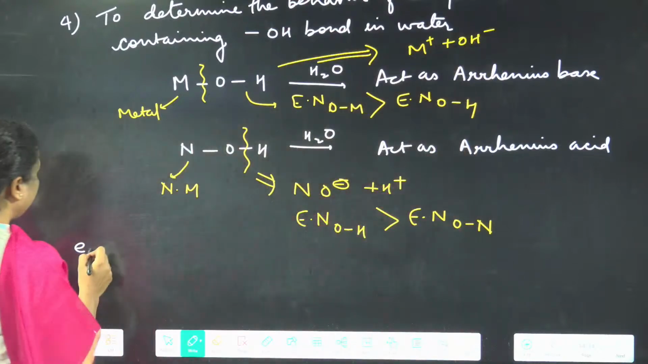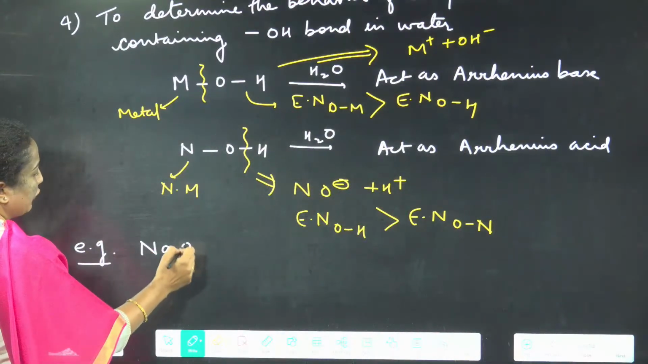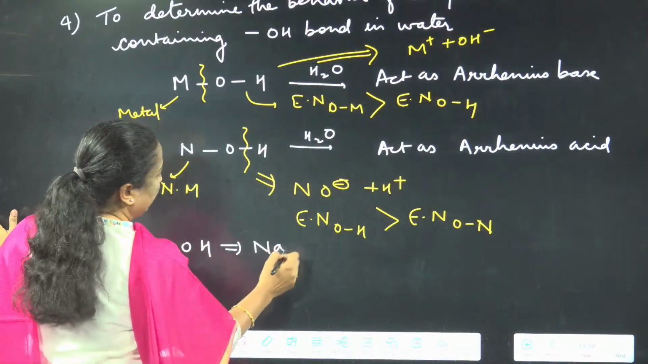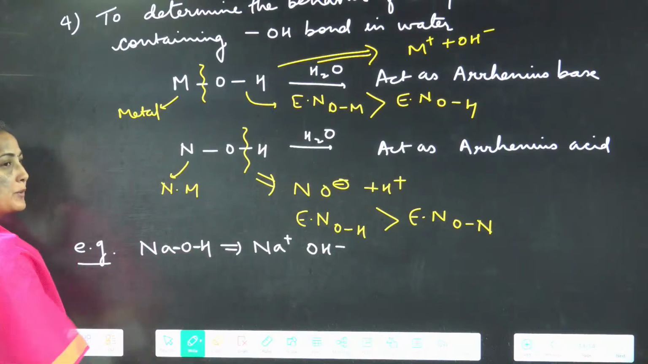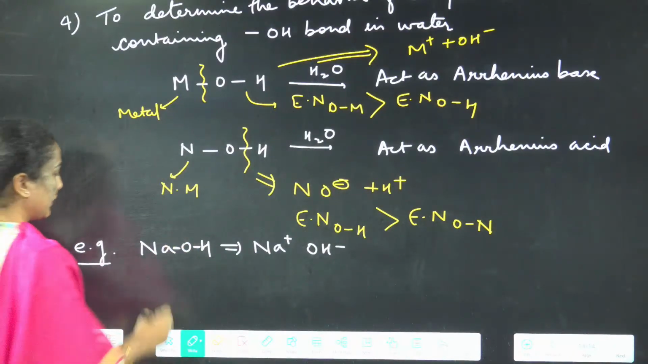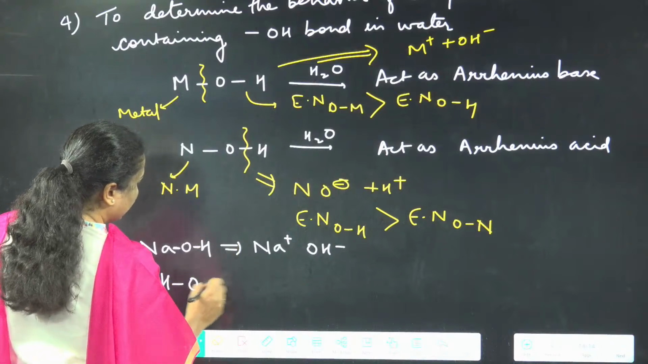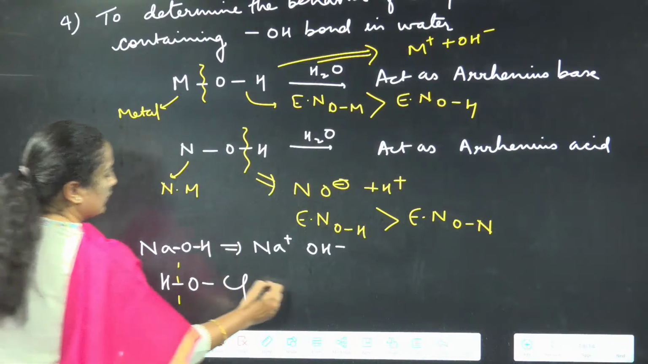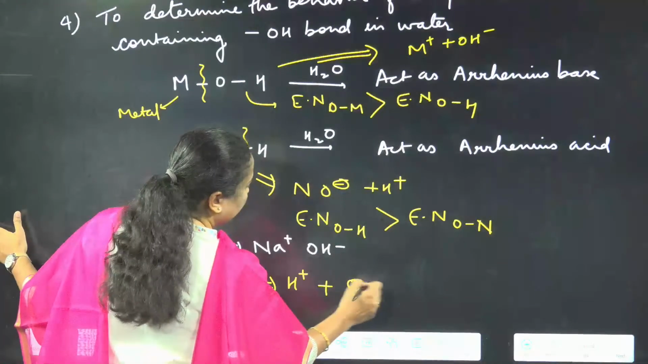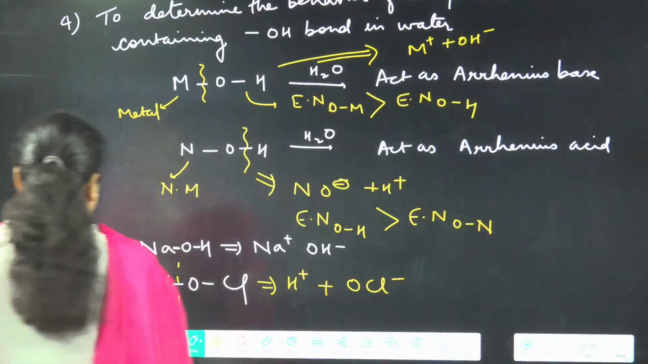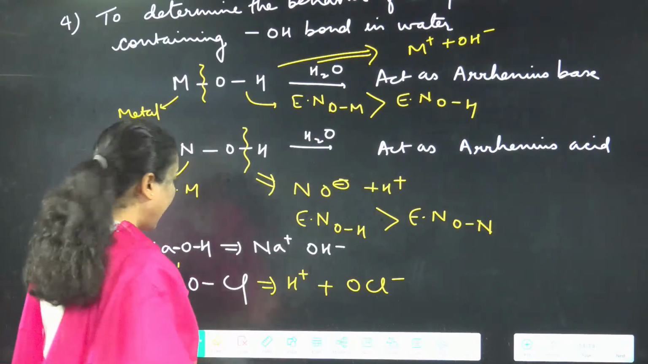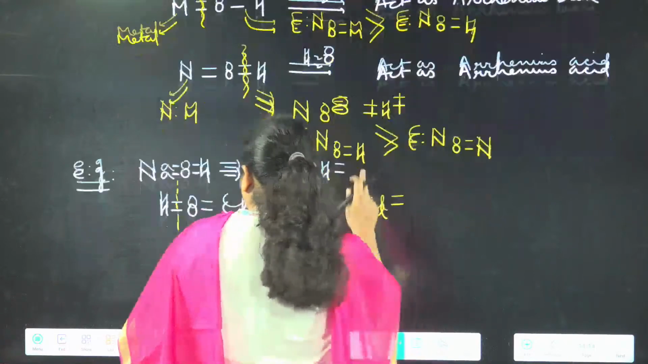That's what you see in your day-to-day life. NaOH is written as Na plus and OH minus, because the electronegativity difference between Na and O is more. This is basically the ionic bond which exists. When it comes to HOCl, we write H plus and OCl minus. Right? So we are done with this application of electronegativity.